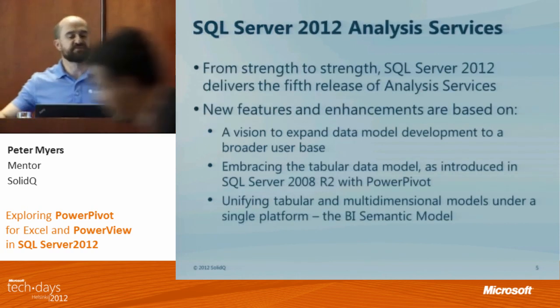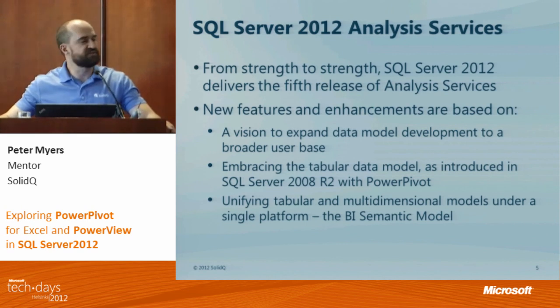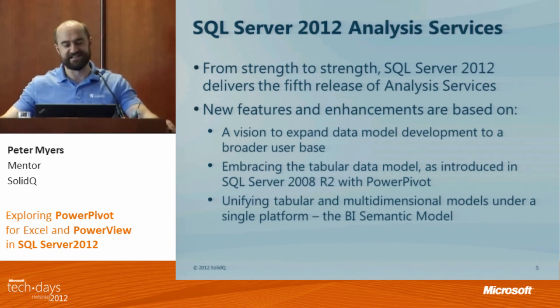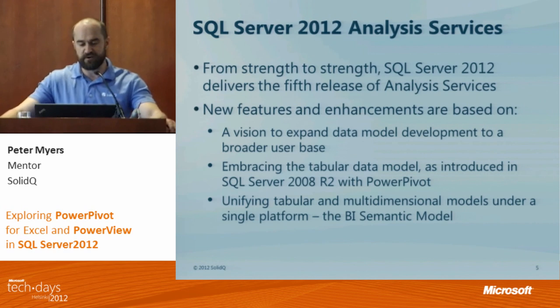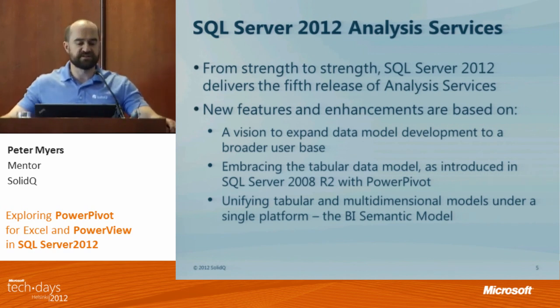So from strength to strength, in SQL Server 2012, we see the 5th release of Analysis Services. Arguably, it's the 6th release, because in SQL Server 7 we had OLAP Services, but strictly speaking it wasn't named Analysis Services at that point. So I prefer to think of it as the 5th release. Now, when we take a look at the new feature set delivered with SQL Server 2012, what guided the product team was a vision to expand data model development to a broader user base.